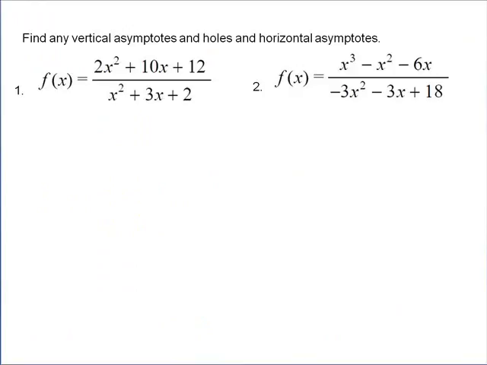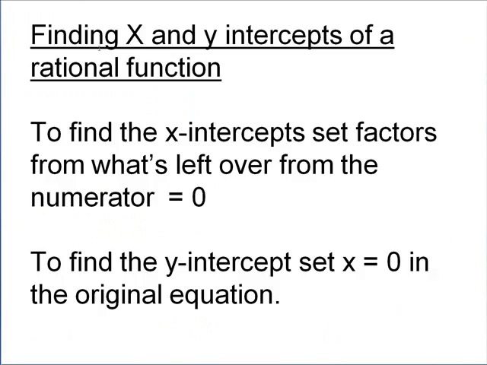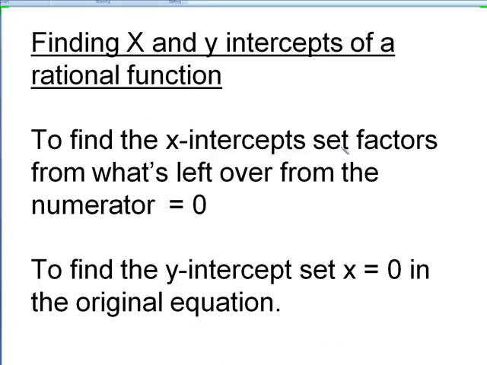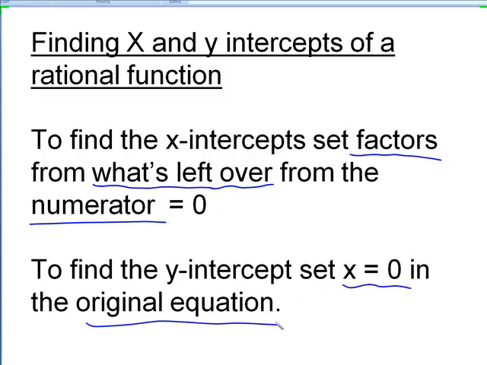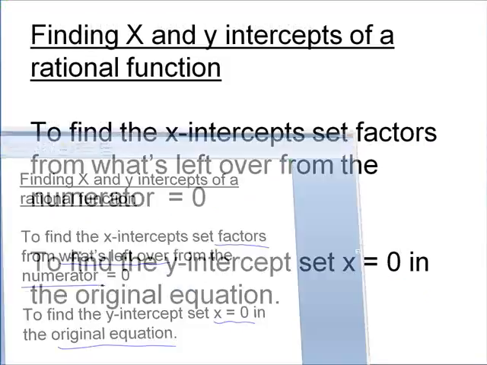Let's talk about x and y intercepts now. To find the x and y intercepts of a rational function, to find the x-intercepts, set the factors from what's left over equal to 0. If factors cancel from the top and the bottom, you can ignore them when finding x-intercepts. So set factors from what's left over in the numerator equal to 0. To find the y-intercept, set x equal to 0 in the original equation. I find that's probably the easiest way. Let's take a look at an example.